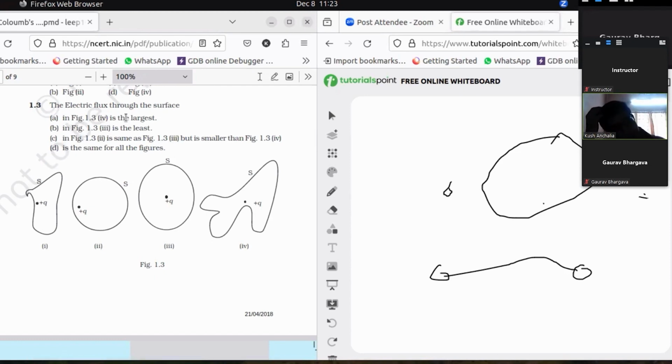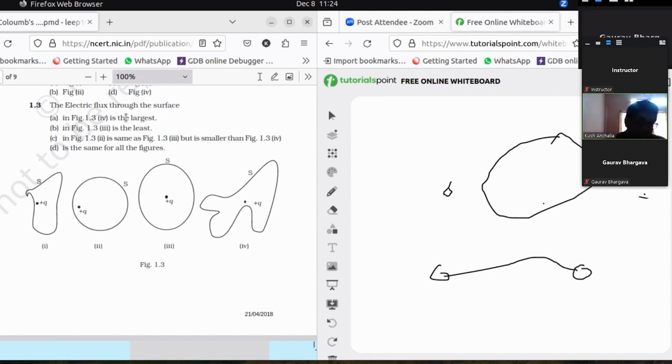Okay, in figure 1.3 is the least. Okay, the flux, what is flux? So flux is the amount of electric field crossing per unit area. If the area increases, flux should decrease, given that the charges are the same.